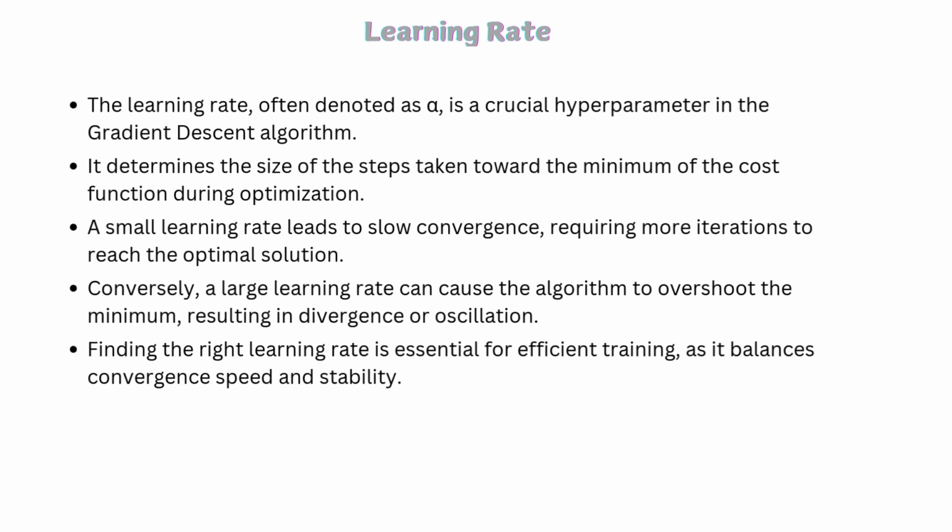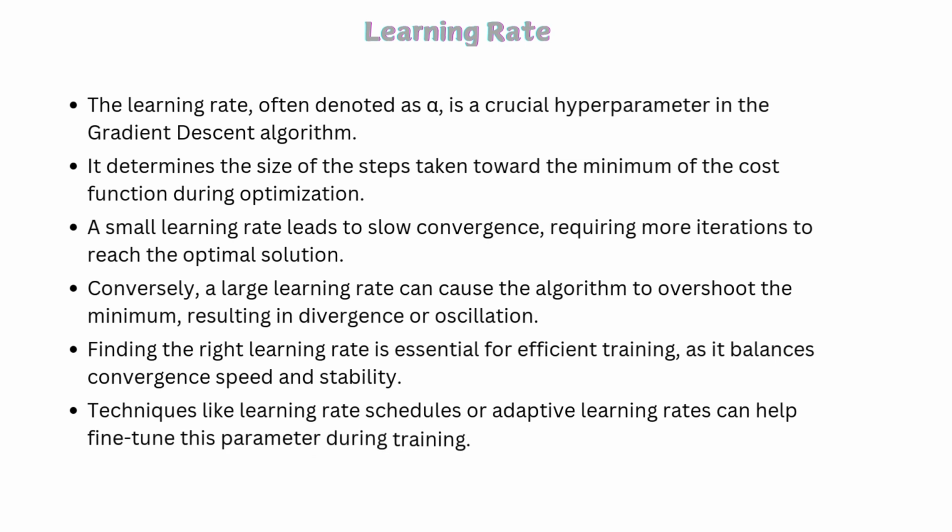Striking the right balance for the learning rate is crucial for efficient training, as it helps achieve a good compromise between speed and stability. Various strategies, such as learning rate schedules, which adjust the learning rate dynamically during training, or adaptive learning rates that change based on the model's performance, can aid in fine-tuning this important parameter, thereby enhancing the model's learning efficiency.